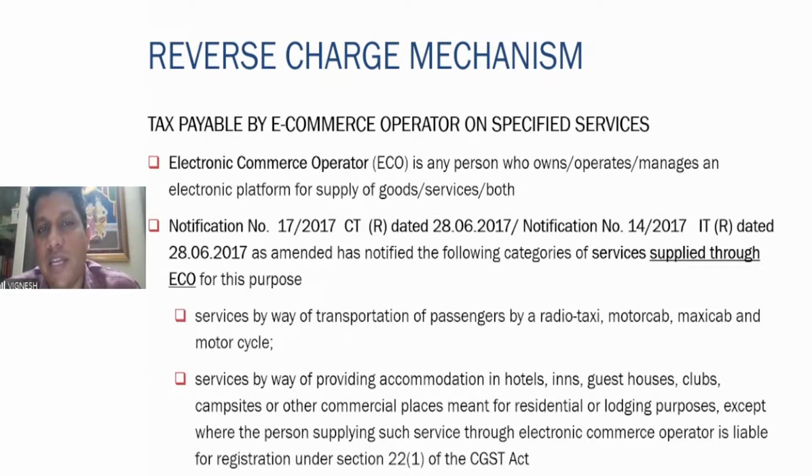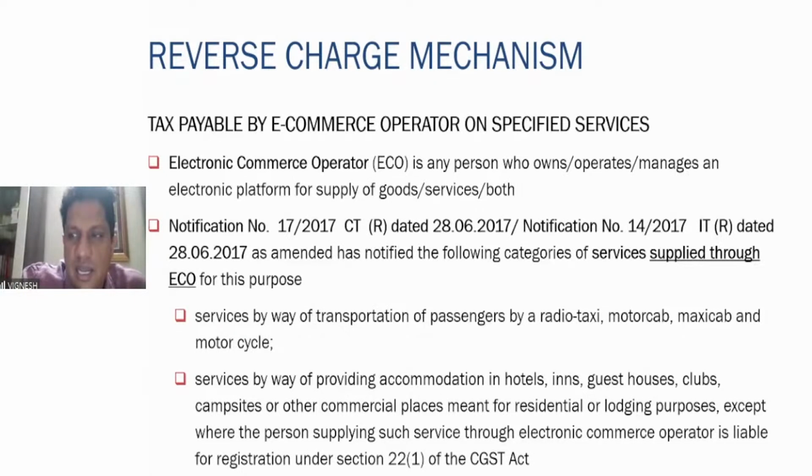But the only exception given here is, if the person who is supplying the accommodation service has turnover more than the threshold limit, that is what is given under section 22 subsection 1 of the CGST Act. If his turnover is more than the threshold and he is anyways liable to be registered, in that situation, that scenario is not covered, and he himself will collect the GST. So where the actual supplier, the person who is actually giving the service through the e-commerce operator, is liable for registration under 22 subsection 1, that is if the threshold is crossed, in that situation, the e-commerce operator is not liable to pay the tax.